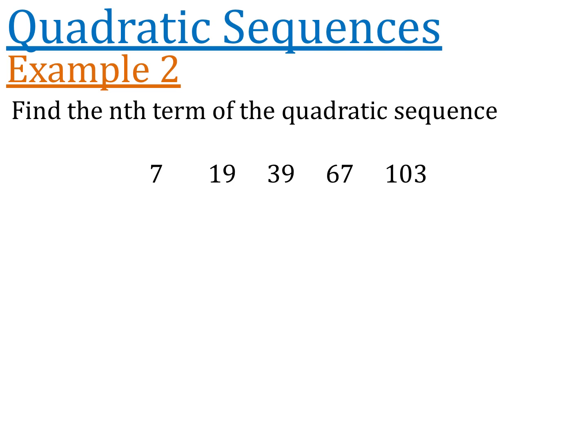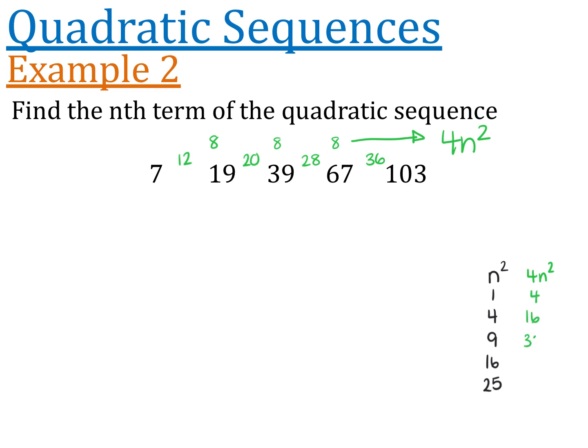Let's find those first differences: 12, 20, 28, and 36. And our second differences: 8, 8, and 8. So this time we're looking to compare this to 4n squared. What are the 4n squared numbers? I'm not sure, but n squared is 1, 4, 9, 16, and 25. So 4n squared must be all of those times by 4: 4, 16, 36, 64, and 100.